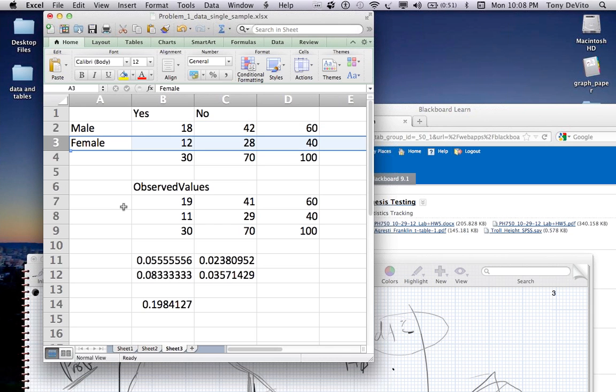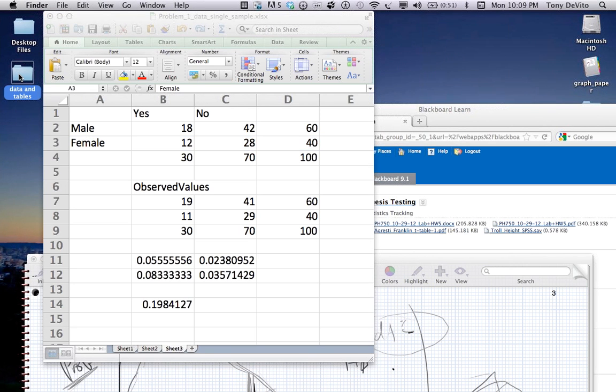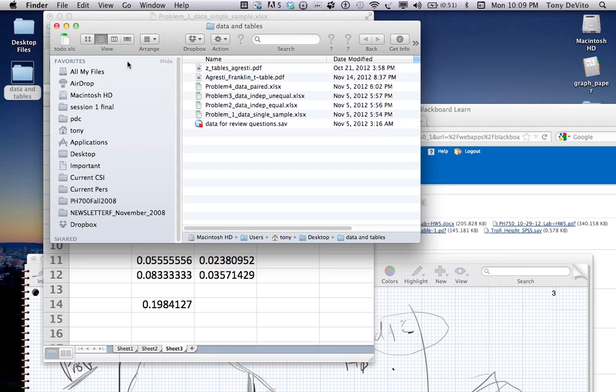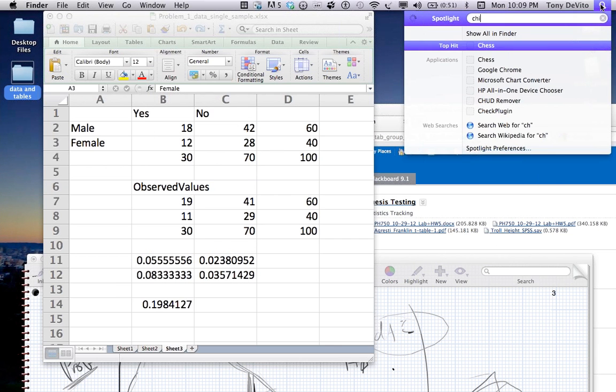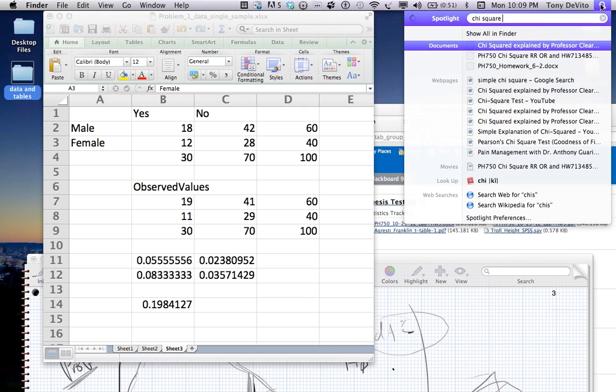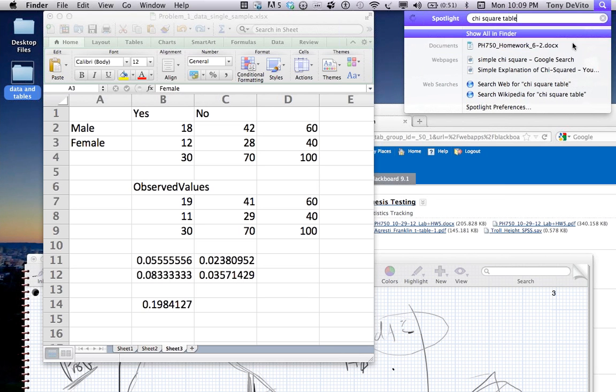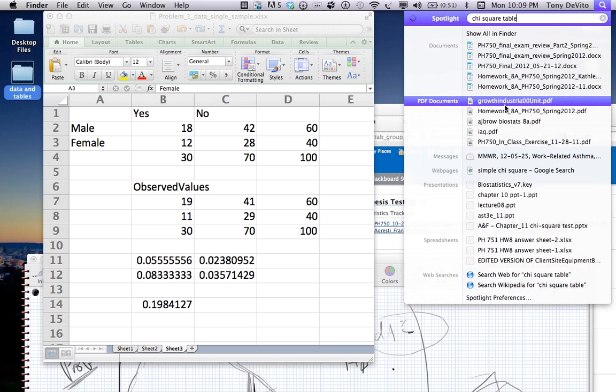Okay, so now I'm going to take this data again. I'm going to look at it another way. Well, first I want to show you a table. Okay, let me see if I can't find the chi-square table here. I'm going to have to do a quick search for it. Chi-square table. Let me see if I can't find it here. I should have one here. Where is it?